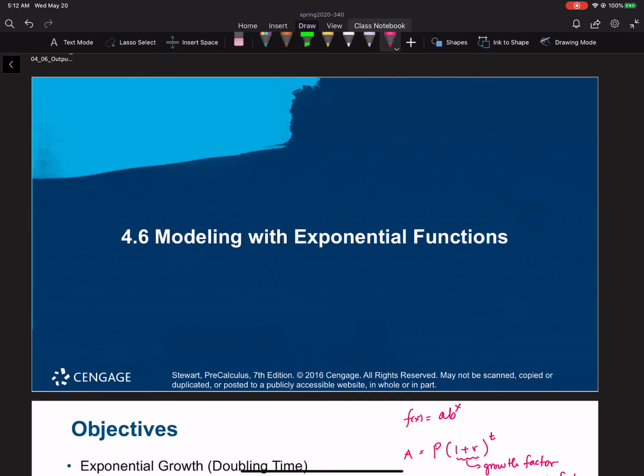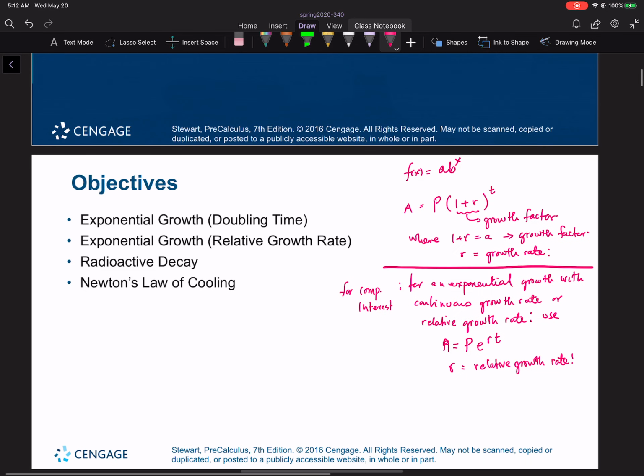Hello class. Today we're going to look at modeling with exponential functions. As the title goes, we've actually looked at this briefly when we started talking about exponential functions. So this video will go through what we've already done before, look at some new materials such as exponential growth, dealing with relative growth rate, look at radioactive decay, and then look at what we call Newton's law of cooling. So let's do a little recap.